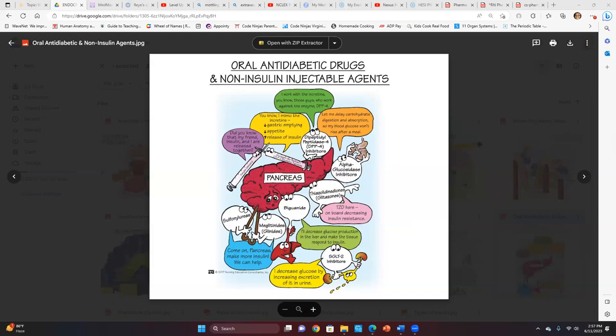So whenever we have a patient that has diabetes, we want to remind them to keep a snack with them, and they need simple sugars, not complex sugars, in case they get a blood sugar drop. Now, these oral anti-diabetic agents are contraindicated for patients that are taking warfarin, oral contraceptives, and corticosteroids, okay?